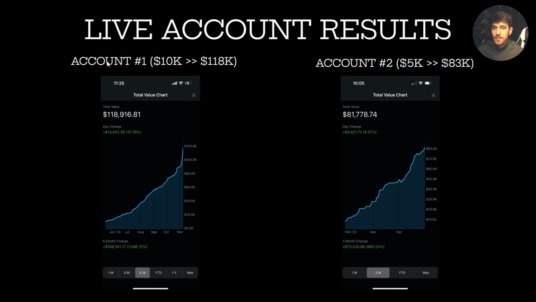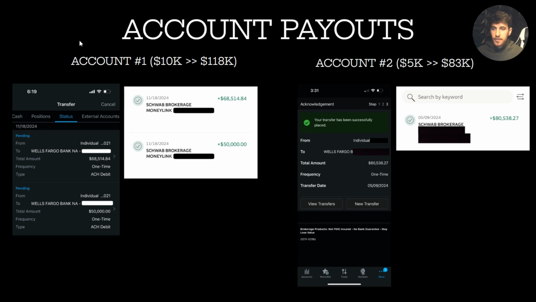So before we get into everything, I want to take a look at the two accounts that we grew in 2024 using everything that I'm about to show you guys. So we had this first account, which we grew from $10,000 all the way to $118,000. And then we had our second account, which we took $5,000 into $83,000. And they're both pretty much the same setups, same strategies, everything you guys are about to learn right now. So over here, we have all of our payouts and withdrawals on the accounts. You guys can see first one right here, we paid out about $118,000. And on the second one, we paid out about $80,000.